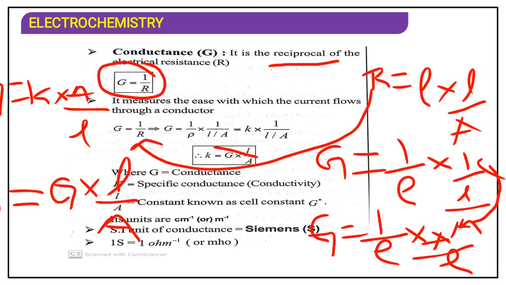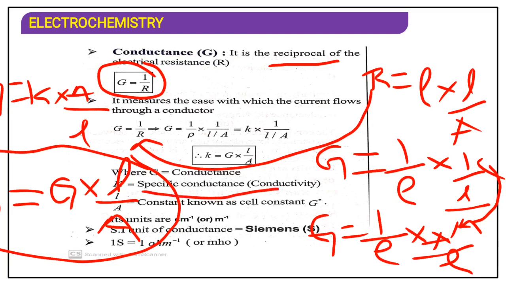So finally here is K. K is equal to G into L by A. This is the formula used to measure K. It's not K actually, it is kappa. The kappa is nothing but specific conductance or conductivity. And very important thing here is L by A. The L by A is nothing but the cell constant, which is represented by G star.